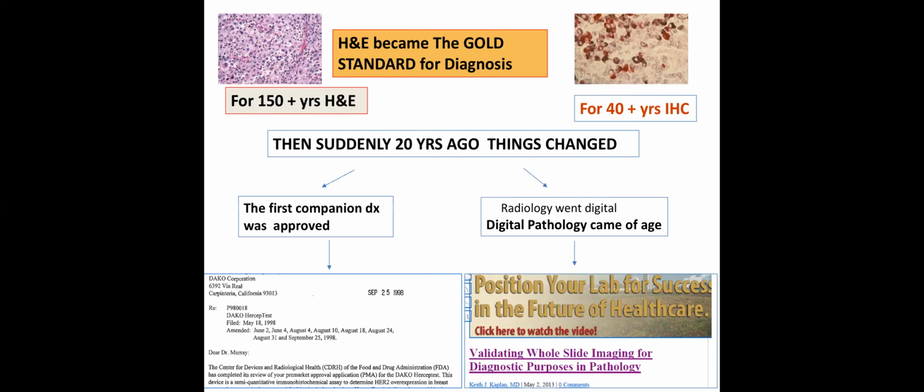The first companion diagnostic was approved by the FDA on September 25th, 1998, when they wrote a letter to DAKO, as it was then, approving the HercepTest, which was approved in a clinical trial in conjunction with approval of Genentech's companion or corresponding drug, Herceptin.